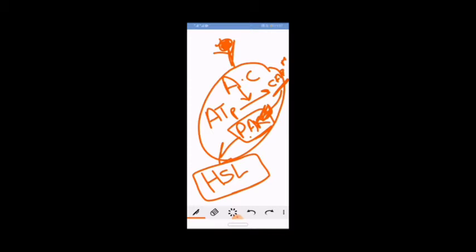However, it needs to be inhibited as well. So all this is going to be inhibited when insulin attaches to the receptor.